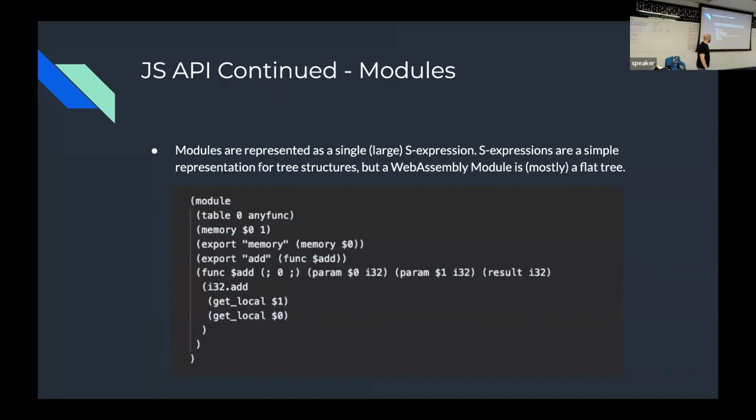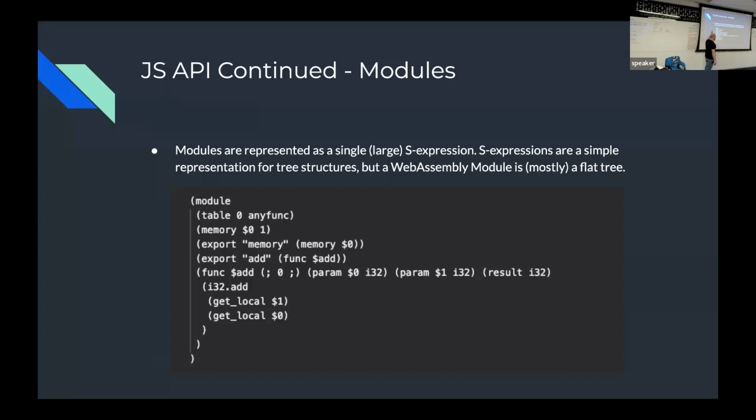So I want to talk about modules because it's basically our fundamental unit of WebAssembly, that WebAssembly.Module. And this is not what it looks like. This is what it looks like. Modules are represented as a large S-expression. Some of you who are more familiar with Lisp might know about S-expressions. It's basically a way to textually represent a tree, and that's how WebAssembly organizes itself. But WebAssembly is mostly a very flat tree, and everything is contained inside of this module here.